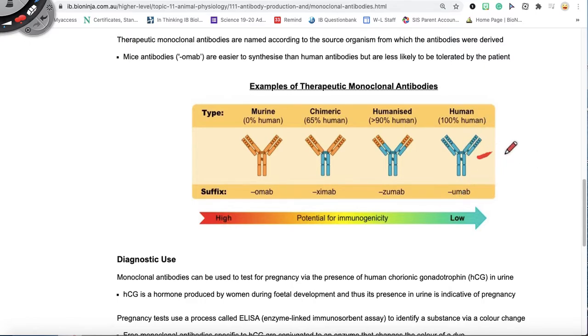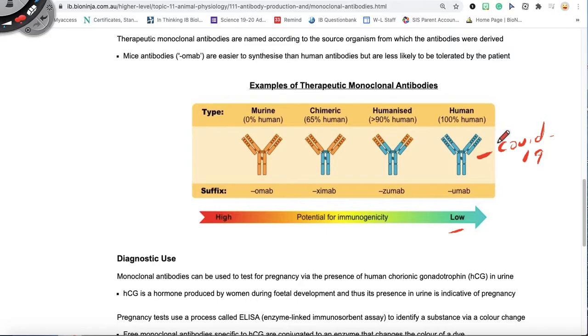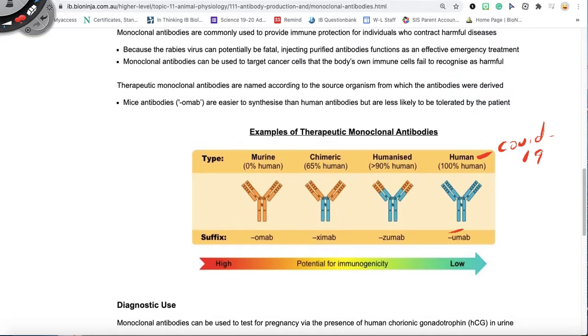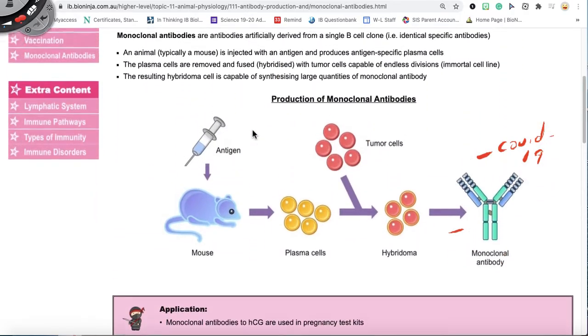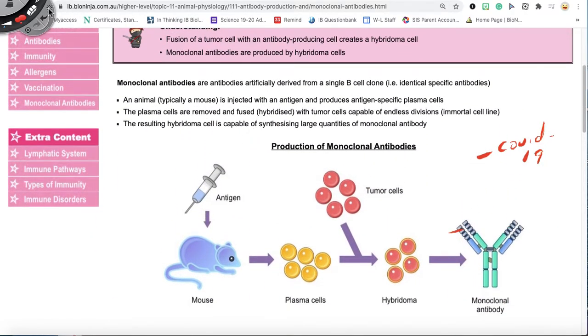So these UMABs are the ones that are being used for COVID-19 monoclonal antibody treatment. And notice that they have a low potential for immunogenicity, which means that you're not going to have an adverse reaction to them because they're 100% human. So let's move back and see how they're produced. So like I said, typically they're murine, meaning they come from a mouse.